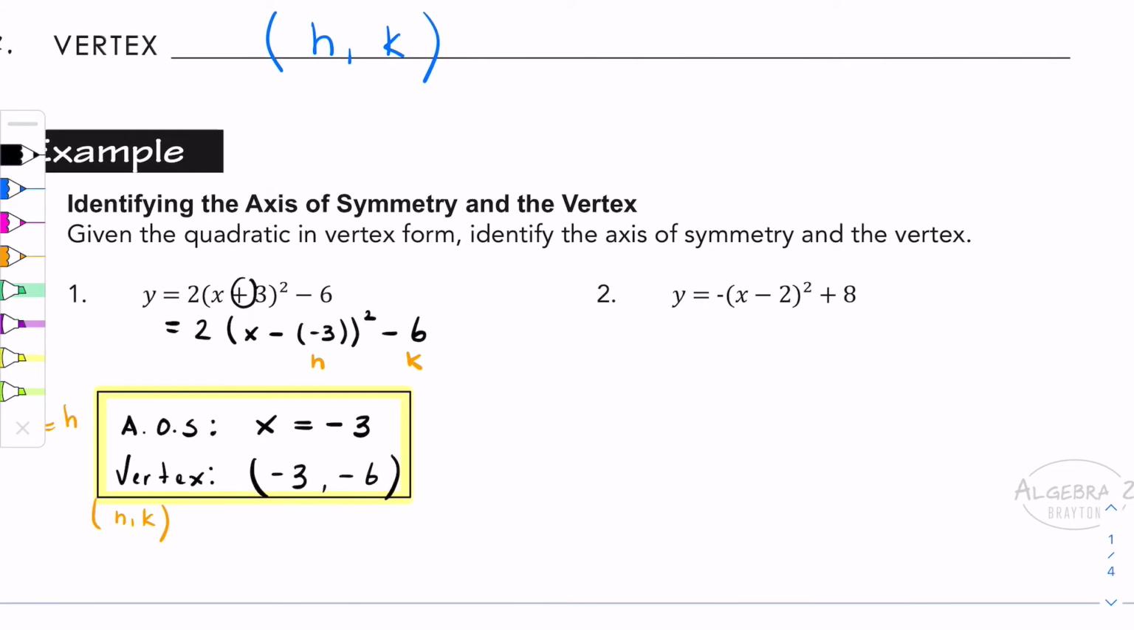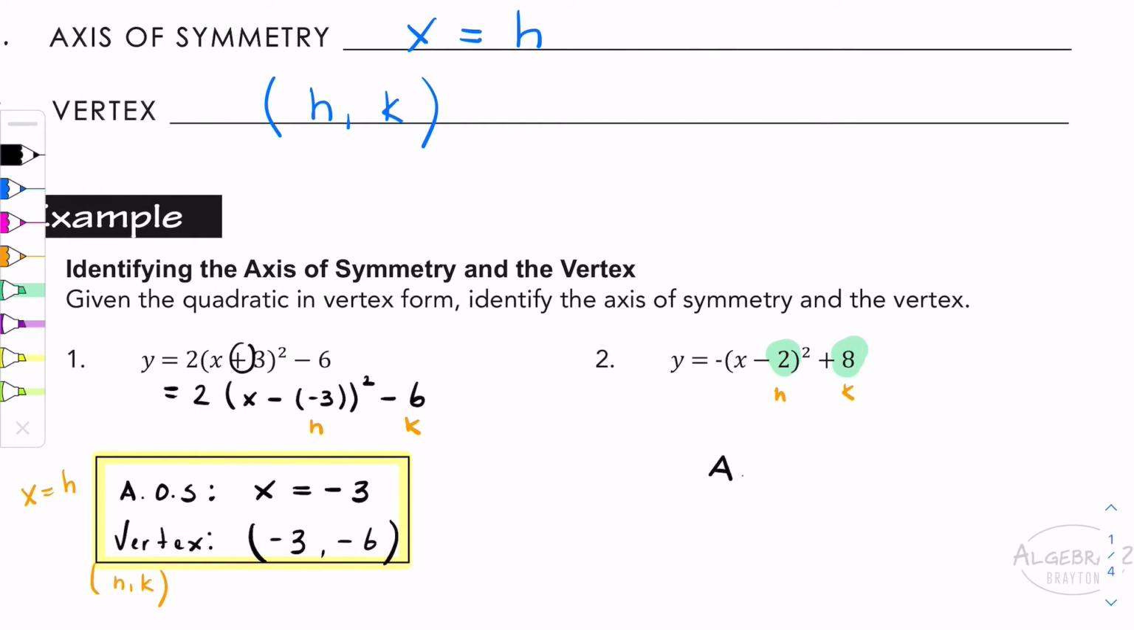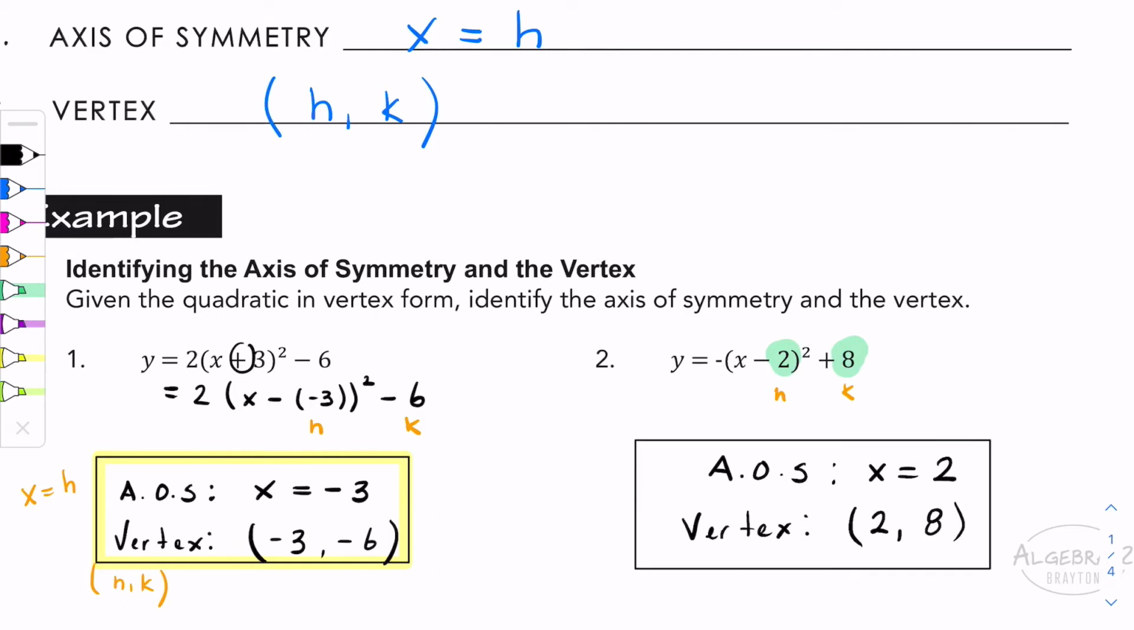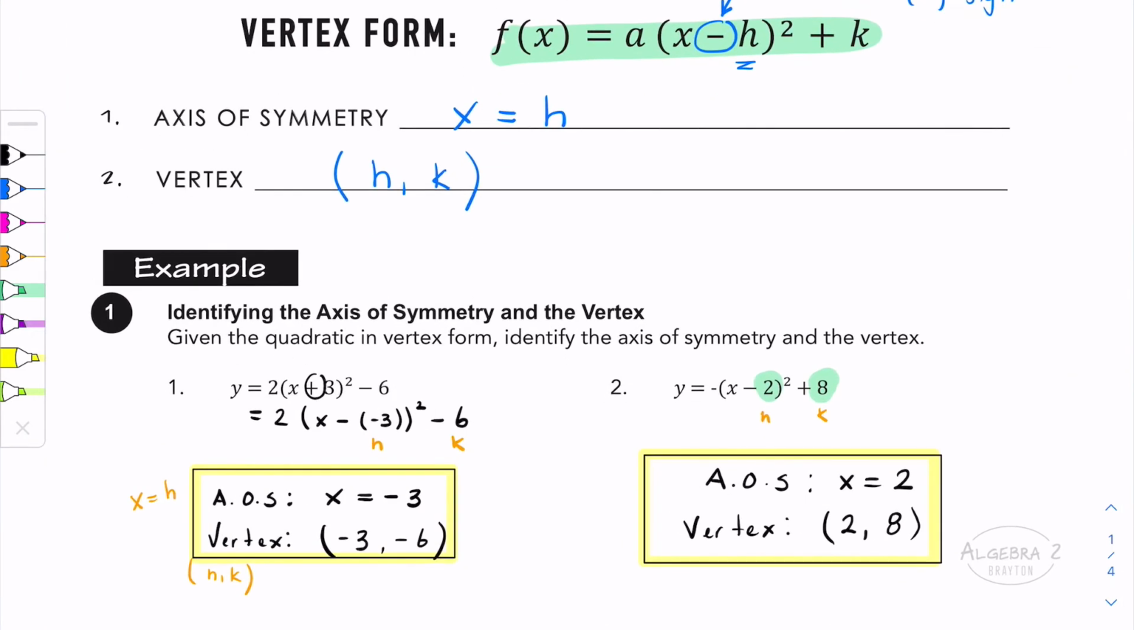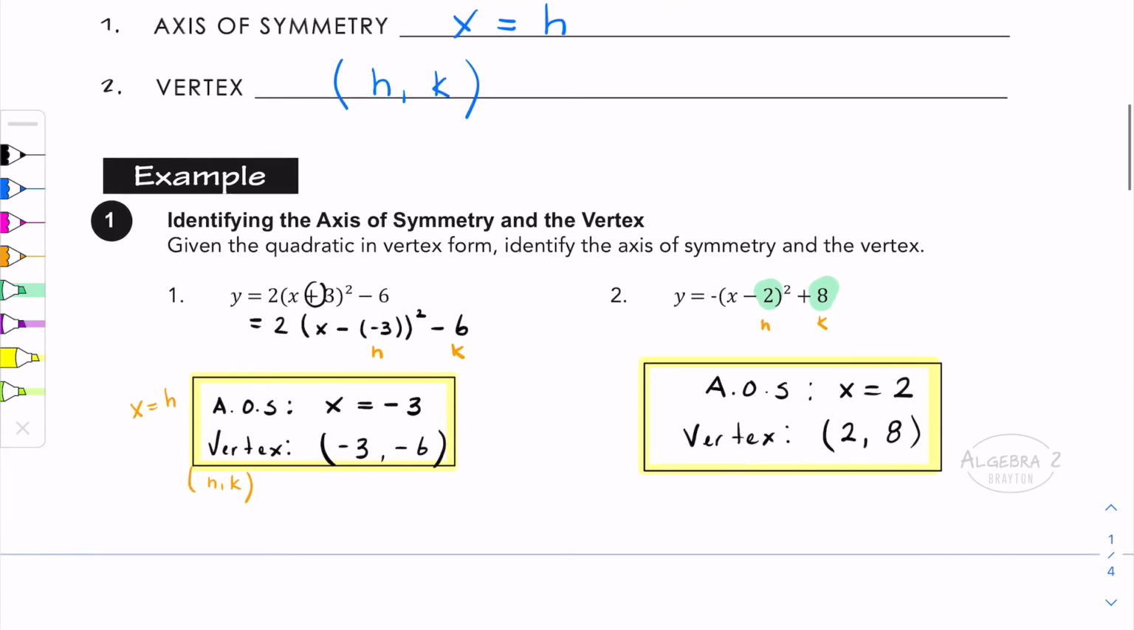Number 2, this one's already in vertex form, so we can see our h value is 2, our k value is 8. From here, we know that our axis of symmetry is always at x equals h, or x equals positive 2, and our vertex is at h comma k, or 2 comma 8. So in vertex form, finding these two terms, or finding the equation of the axis of symmetry and the point of the vertex, tends to be much easier because all you have to do is identify two values, h and k.